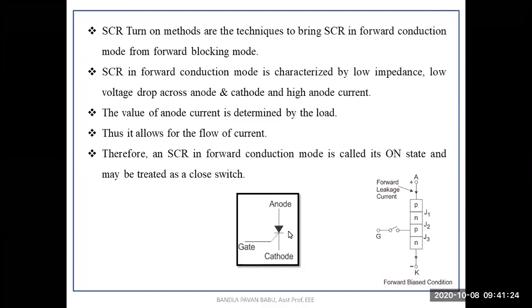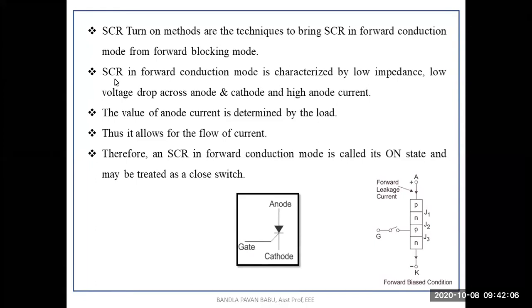So let's see the different methods available. As I said, you have to make the anode current, which depends upon the load, reach from anode to cathode. This situation occurs when the switch is completely closed. That is the area we are going to look into in this session: what are the different methods available to make the anode current reach from anode to cathode. Let's see one by one.